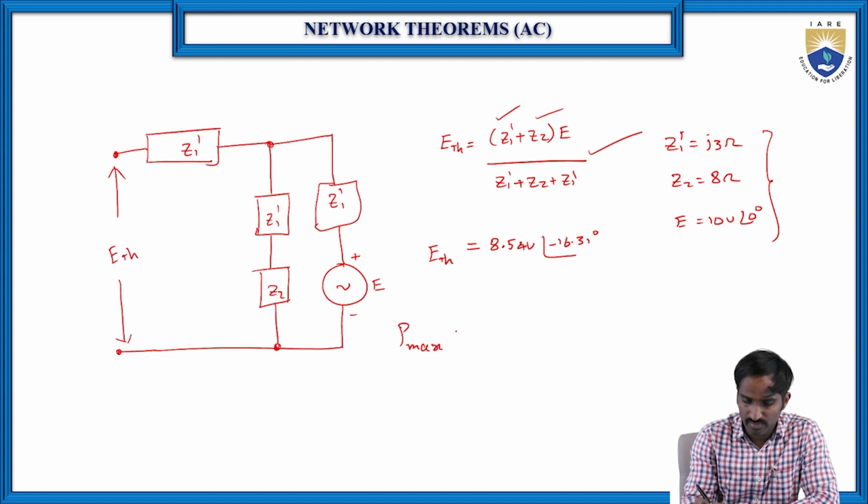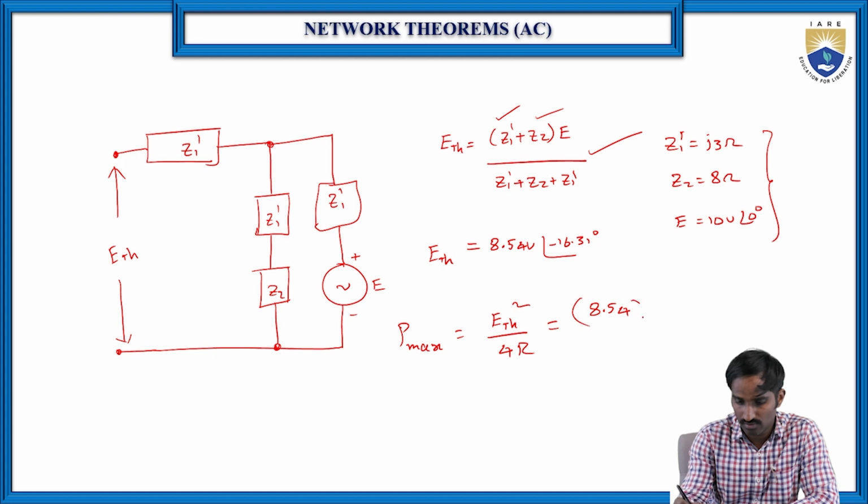Now we need to find P maximum, which is equal to E Thevenin square by 4 into R. E Thevenin is 8.54, whole square, by 4 into R, which is 0.72. Then finally you will get 25.32 watts. This is the P maximum value.